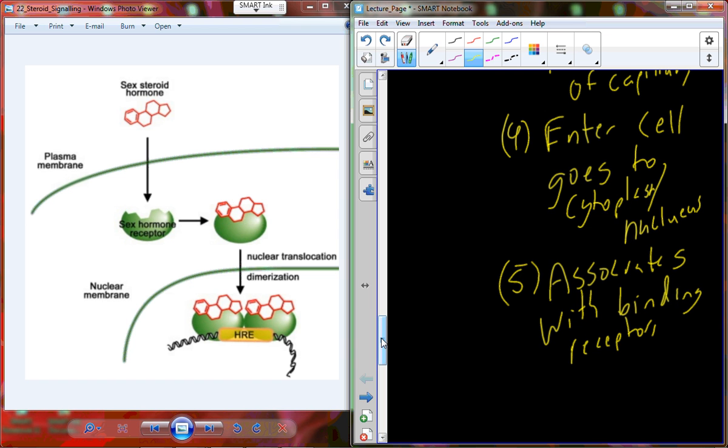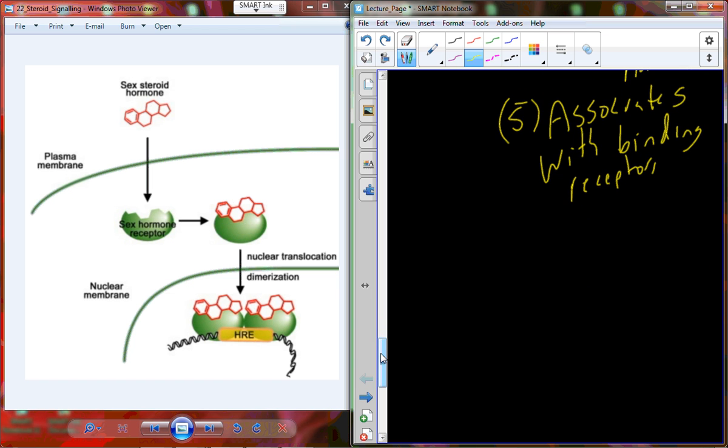The androgen receptor, right now we know of one androgen receptor. For estrogen, we know of two, estrogen receptor alpha and estrogen receptor beta isoforms. So we may have estrogen enter into the cell, and it may bind up to the estrogen receptor alpha and cause a whole sequence of events to happen that leads to a certain metabolic change, or it may bind up to estrogen receptor beta and cause a completely different metabolic change to occur. So the steroid is going to associate with the binding receptor.